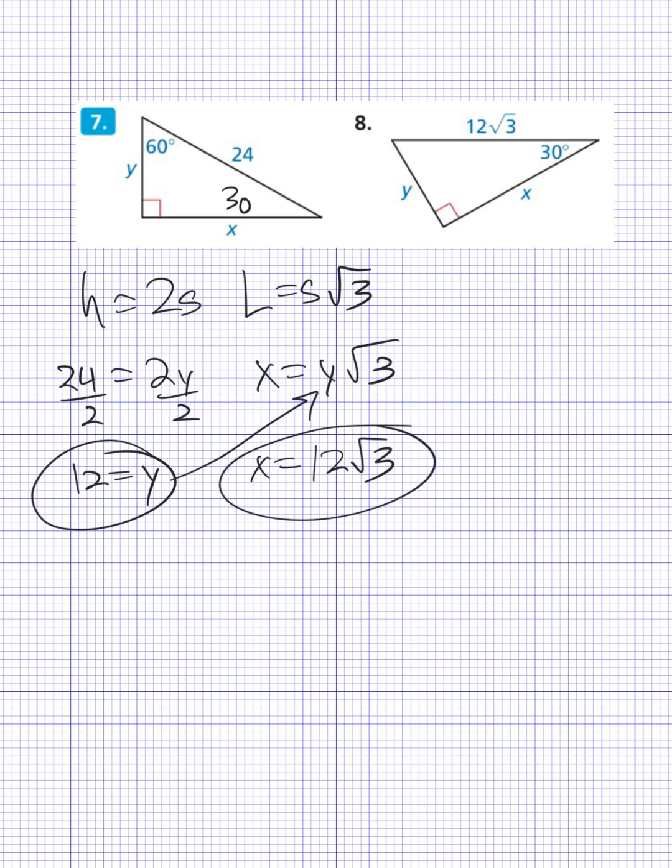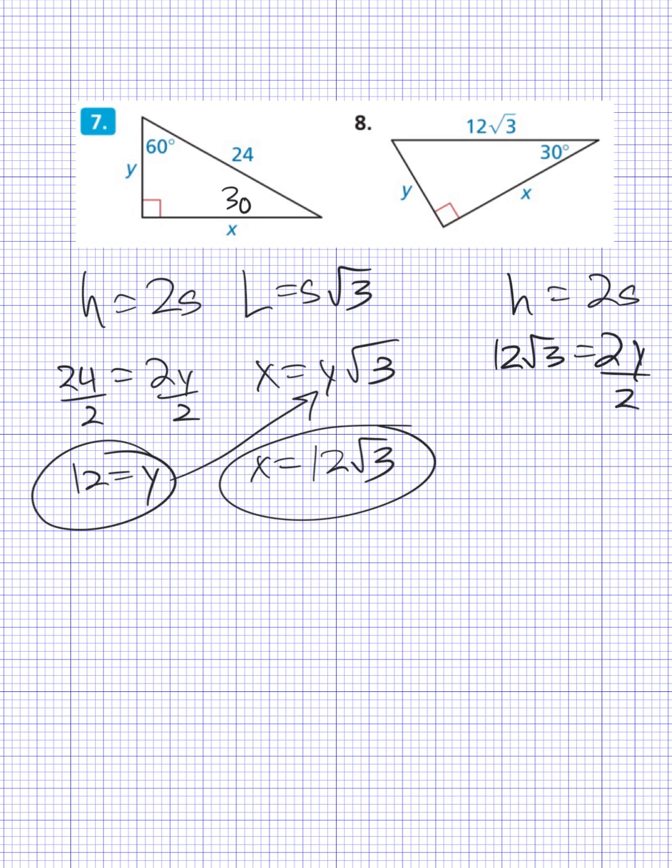Okay, number 8. Hypotenuse is twice the short leg. The long leg is, oops, short leg times the square root of 3. All right, hypotenuse is 12 square root of 3. And the short leg is y in this case. The long leg is x. Short leg is y. And again, we can't solve the second one because there's two variables.